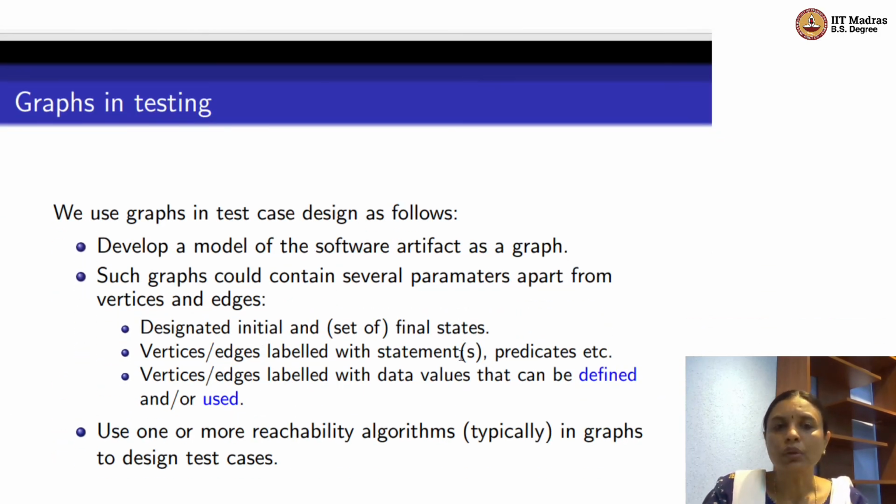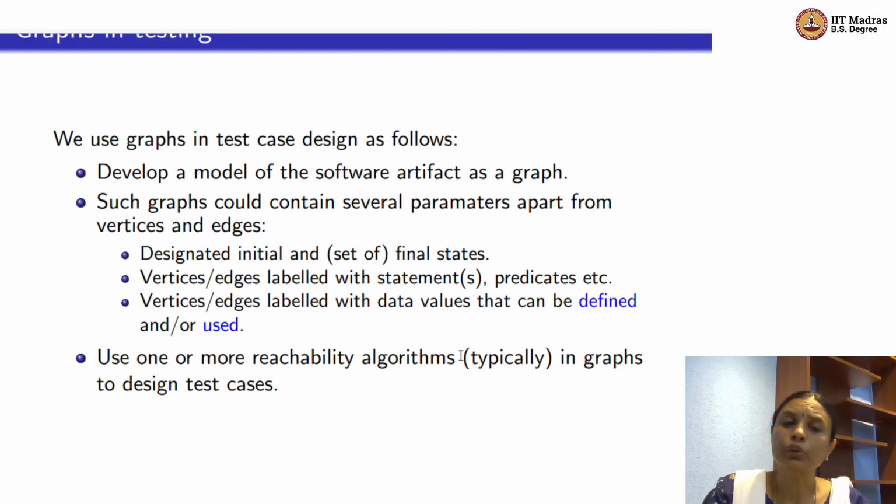As I told you, we will use several different kinds of graphs, which we are going to define as we move on. We will learn how to develop a model of a software artifact. It could be a piece of code, it could be a requirements document, anything. We learn how to take that and write a graph out of that. If you use an IDE, you can use the IDE to get the graph. Many IDEs, IntelliJ, Eclipse, Visual Studio, all have features to generate control flow graphs for you.